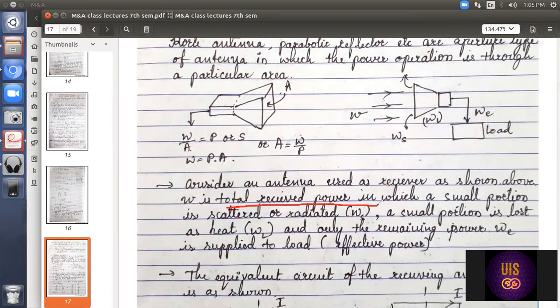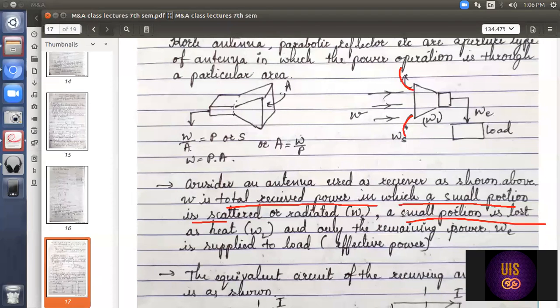Out of the total power received, a small portion gets scattered. When it reaches the mouth, some may get scattered. Scattering means what? It's a very common phenomenon. When it touches any surface, it will change its direction, right? So it may happen that due to the structure, dimension and shape, some of the power may get scattered. It will not enter the mouth completely, it will get scattered or radiated.